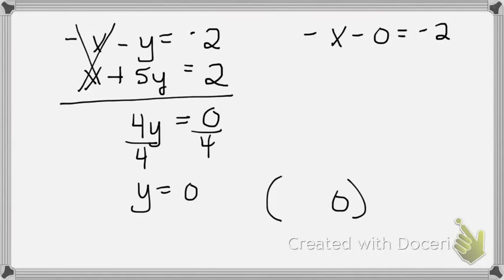This one's pretty simple. Your negative x equals negative 2. When you divide by negative 1s everywhere, you have x equals positive 2. That one's a little bit shorter than number 1. The same procedure: eliminate either x or y, and solve for the other one. And then do the substitution property. And bada bing, bada boom. There you go, (2, 0).